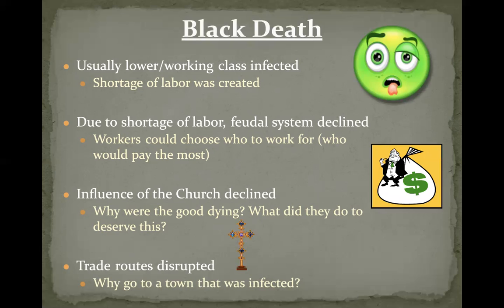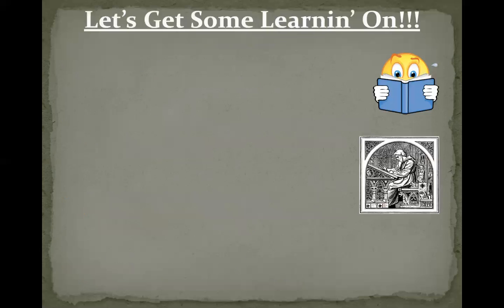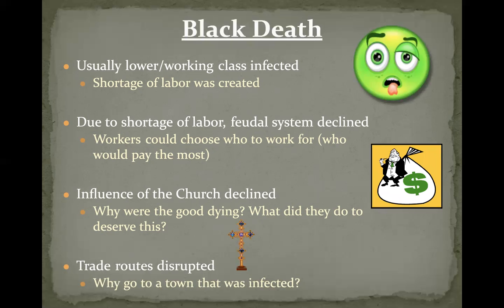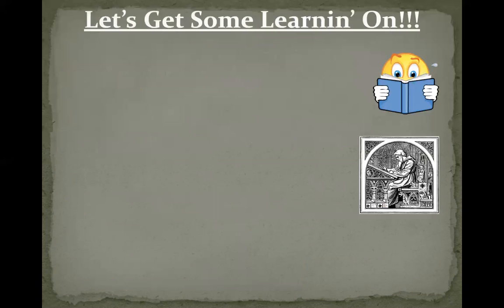So here's some pictures representing just sickness, the shortage of labor, working for people who would actually pay. Thinking about again how we learned in our last lesson about China and Africa, about China and the paper money, tying everything back. You're seeing how history really becomes a story. Everything is either a cause or effect of another. And then for our last slide, let's get some learning on.